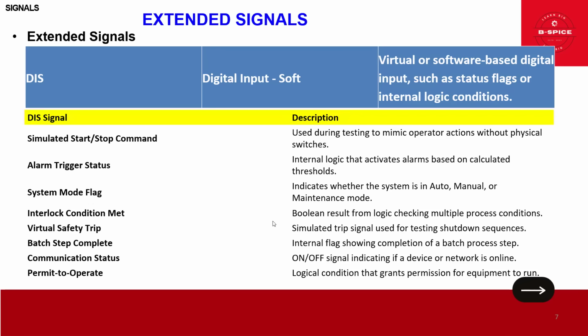Then we have an interlock condition met. It's a Boolean result from logic checking multiple process conditions. Then virtual safety trip. Simulated trip used for testing shutdown sequences. This is actually virtual. And batch trip complete. Internal flag showing completion of batch process. This is used for batch process, especially in pharma. And communication status, on-off signal indicating whether the device or a network is online. Then we have a permit to operate, logical condition that grants permission for the equipment to run. So these are some of the DIS.